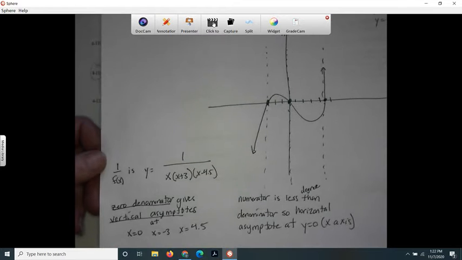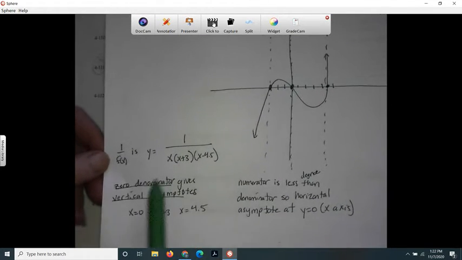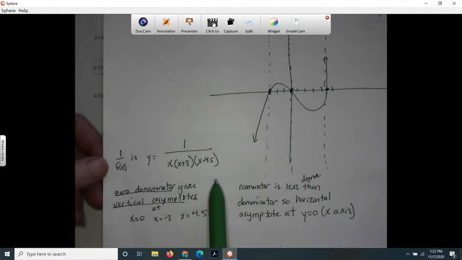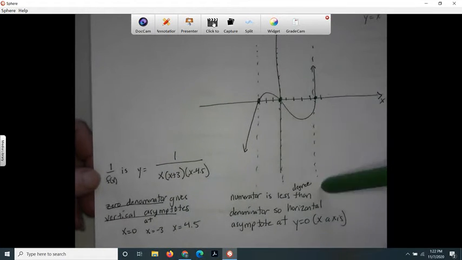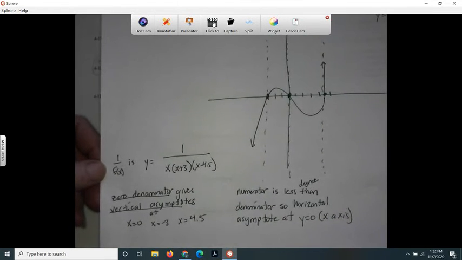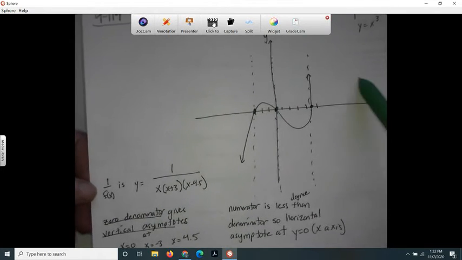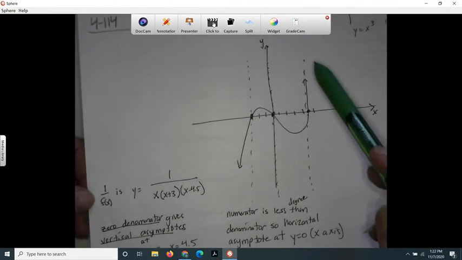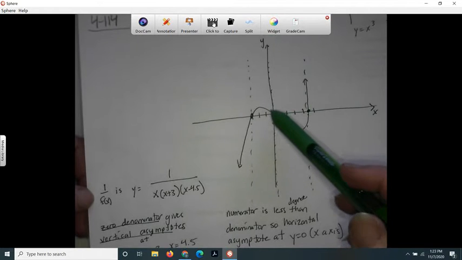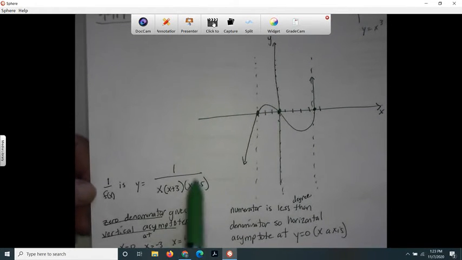So I know that I'm going to get some asymptotes, some vertical asymptotes, wherever the denominator is 0. So I just went ahead and looked at the original graph, and I saw wherever it crossed the x-axis, that's where the denominator happens to be 0 now. So I just made the vertical asymptotes.